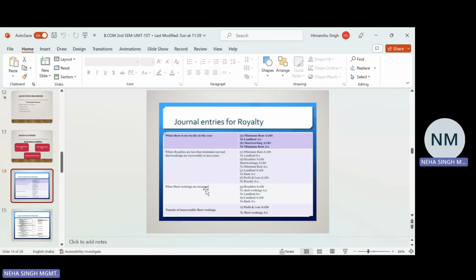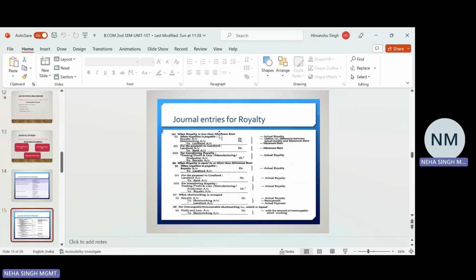When short working are recouped, तो royalty account debit to short working account to landlord account debit to bank account. Transfer of irrecoverable short workings, तो शॉर्ट वर्किंग को जब हम रिकवर कर लेते हैं तो उसका अमाउंट कहाँ जाता है, प्रॉफिट एंड लॉस अकाउंट डेबिट टू शॉर्ट वर्किंग अकाउंट.